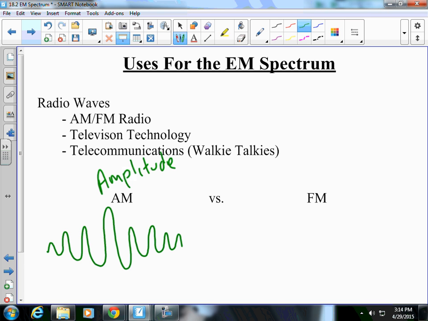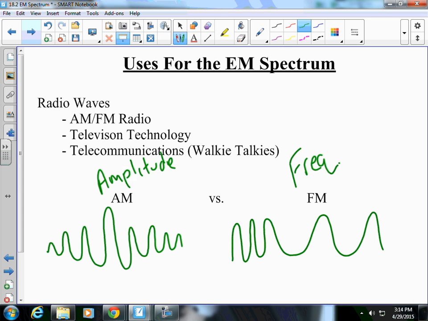Like that, where the amplitude changes, whereas in FM the frequency changes. So an FM wave is going to look like this. All right, amplitude stays the same, but the frequency changes. Whereas in an AM wave, the frequency is going to stay the same, but the amplitude of the wave is going to change. So, what do we use radio waves for?